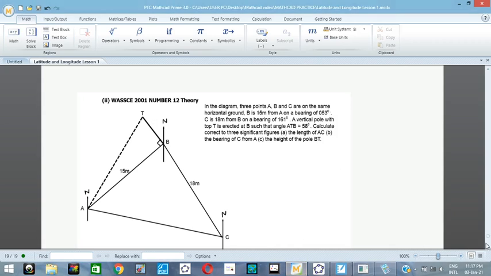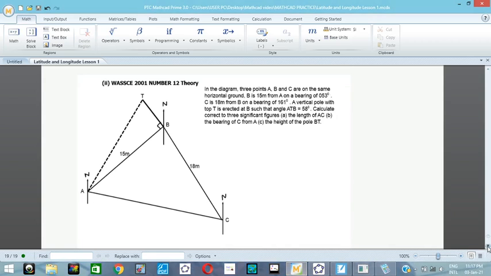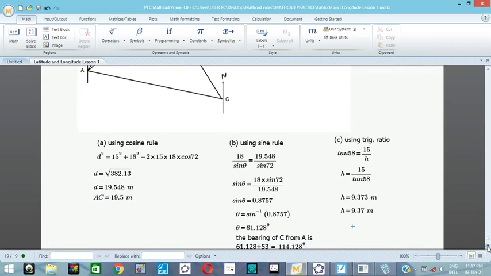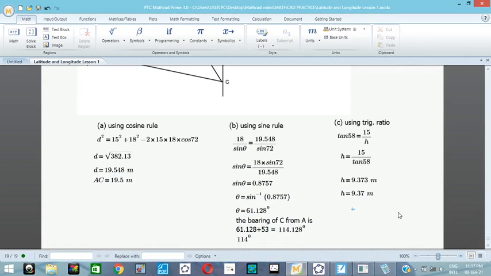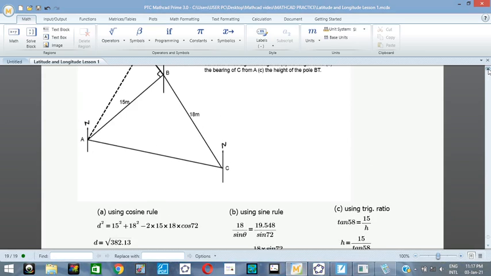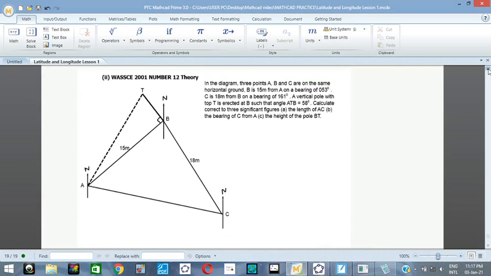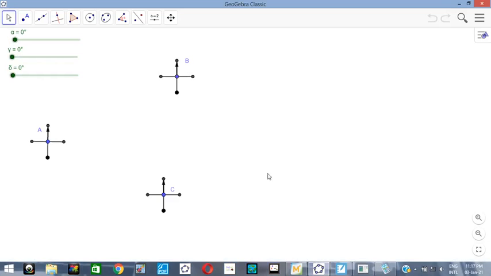That was 2001 number 12, and it's a full theory question. So that is the solution of the question. Alright, before we go, let me demonstrate it using GeoGebra. Assuming you have to solve this question from scale drawing, you will get the same answer I just got here. All I need to do is draw to scale, make sure all the lengths are perfectly drawn, and follow the angle using your protractor. But I'll just use GeoGebra to make it fast for us.